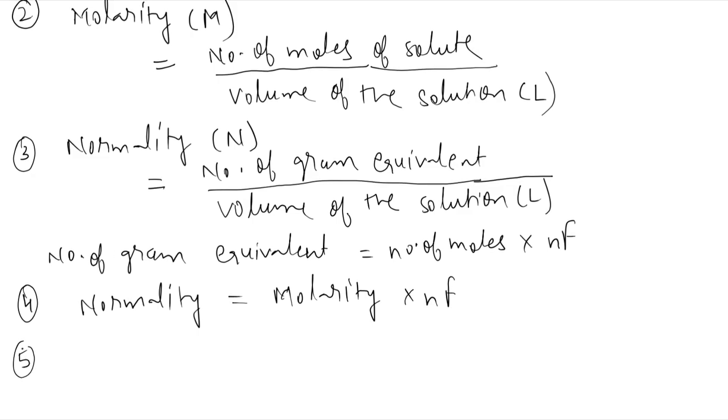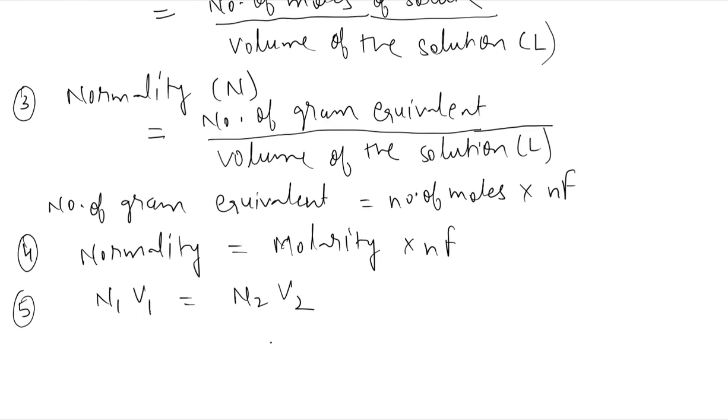Another important relation that we use multiple times is N1V1 equals N2V2. One represents the previous condition and two represents the new condition. For example, you dilute something, right? So one represents the condition before dilution, two represents the condition after dilution. So you can be asked, if this is the solution with this volume, we add this much volume to this, what is the new normality?